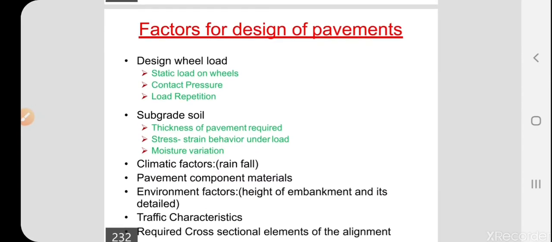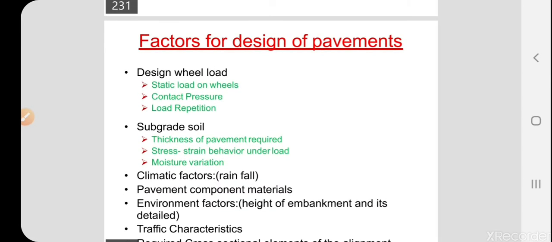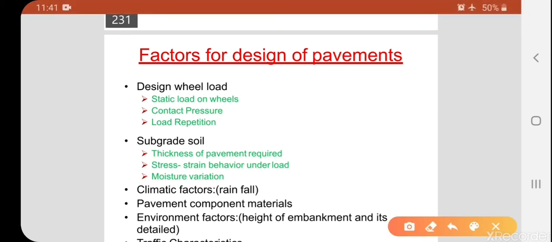Cross sectional elements of the load. First one, design of a wheel load. In design of wheel load, three more load cases are there: static load on wheel, contact pressure, and load repetition.